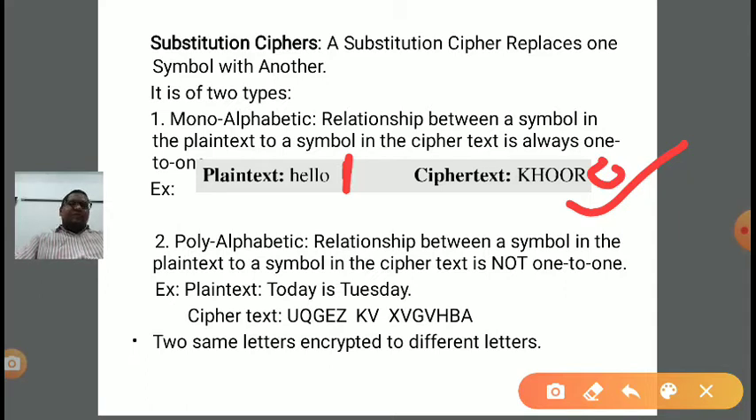The meaning of this is that in plain text, every occurrence of the same alphabet will be replaced with the same ciphertext alphabet.